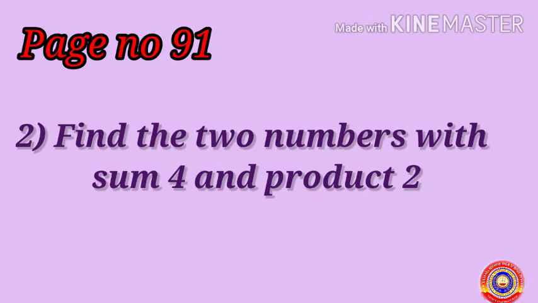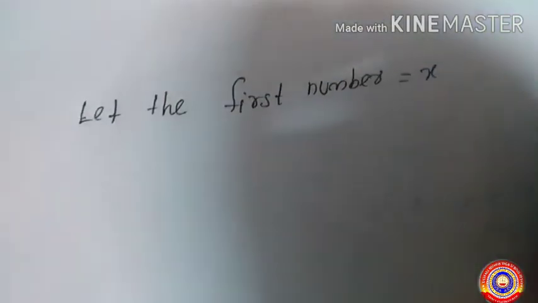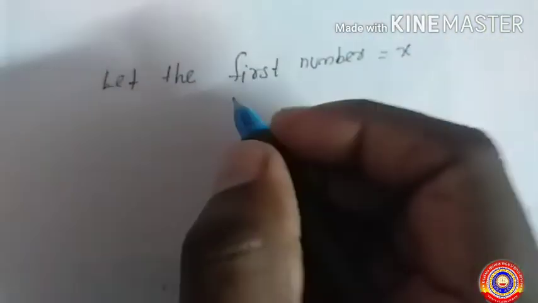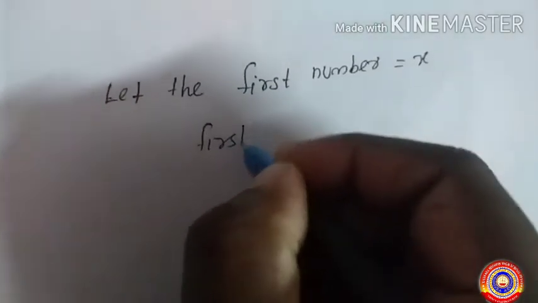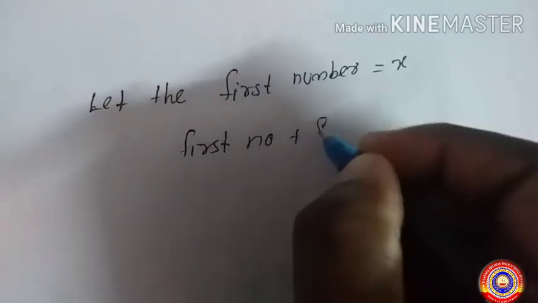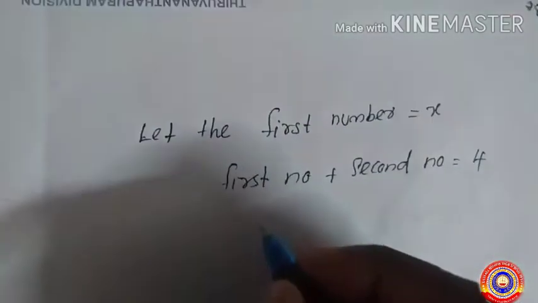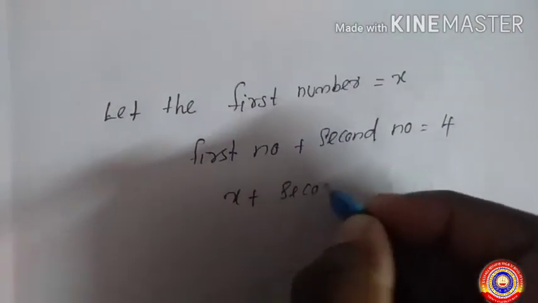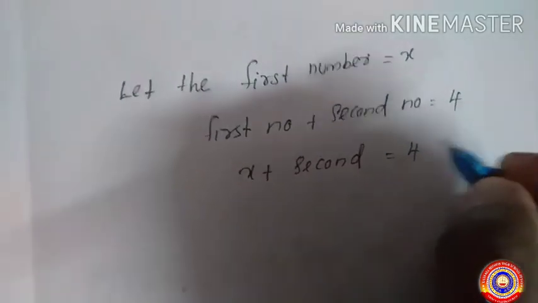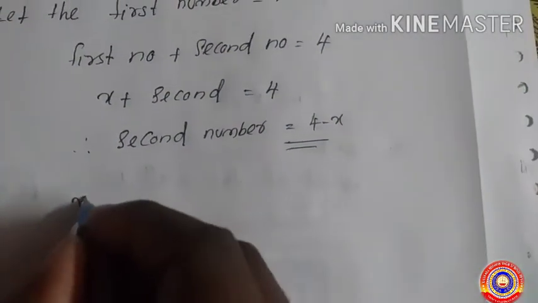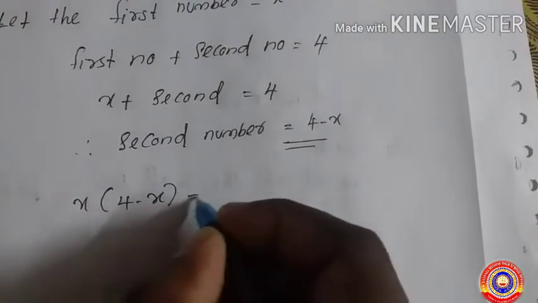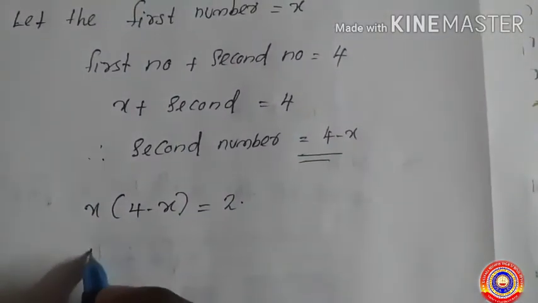Next, question number 2 on page number 91. Find the two numbers with sum 4 and product 2. We have to find two numbers with sum 4 and product 2. Let the first number be x. The sum of two numbers is equal to 4. So first number plus second number is equal to 4. Therefore, x plus second number equals 4. From this we get second number is equal to 4 minus x. Then their product x into (4 minus x) is 2.